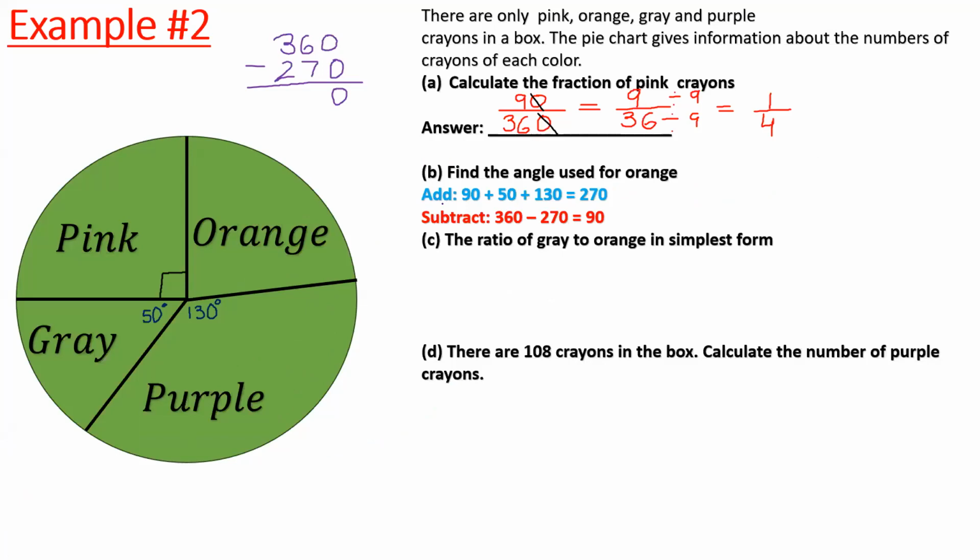So 360 minus 270. 0 minus 0 is 0. 6 minus 7 is what? You would have to borrow from the 3. The 3 would turn into 2 and you would carry the 1 to the 6, so it's going to make it 16. 16 minus 7 is 9. And then we do 2 minus 2 is 0. And so that's how we get 90.